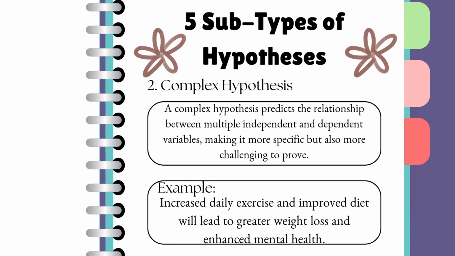A complex hypothesis predicts the relationship between multiple independent and dependent variables, making it more specific but also more challenging to prove. For example, increased daily exercise and improved diet will lead to greater weight loss and enhanced mental health. This is a complex hypothesis because this example has more than one cause, which are exercise and diet, and there's also more than one effect, which are weight loss and mental health.